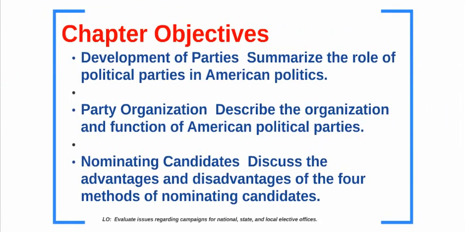For Section 1, looking at the development of parties, we will summarize the role of political parties in American politics. Under Section 2, Party Organization, we will describe the organization and function of American political parties. And under Section 3, Nominating Candidates, we will discuss the advantages and disadvantages of the four methods of nominating candidates.